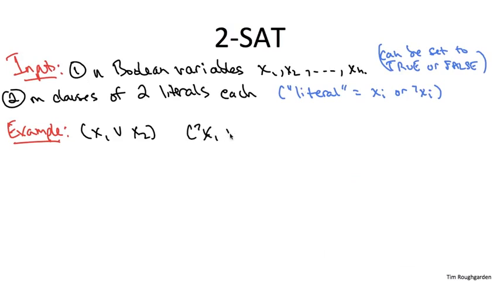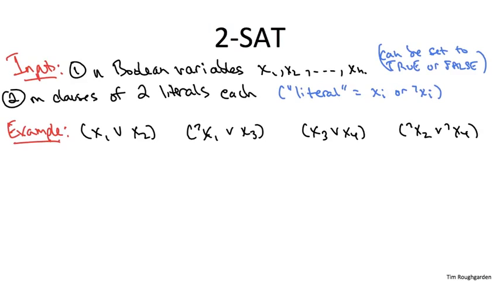The next clause has the form not x1 or x3. The only way you can screw up satisfying this clause is by setting x1 to be true and x3 to be false. Then we're going to have a clause x3 or x4. Again, this is satisfied unless you wind up setting x3 and x4 both to be false. And then finally we have a clause not x2 or not x4. And this is satisfied except in the case that you assign both x2 and x4 to be true.